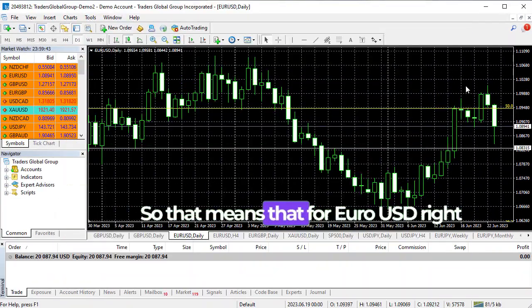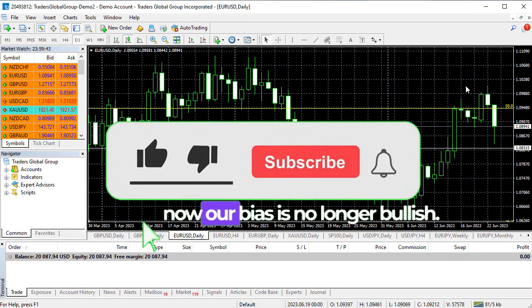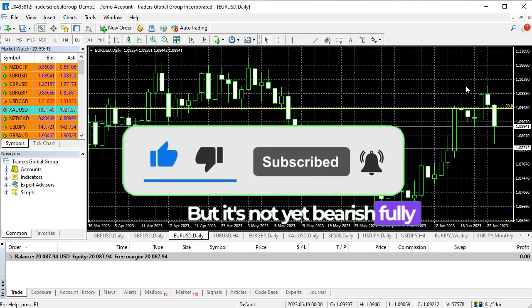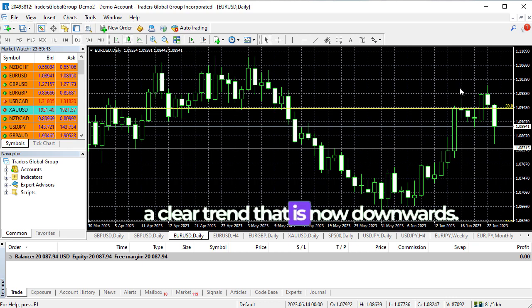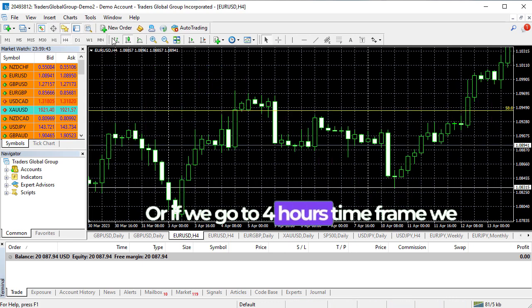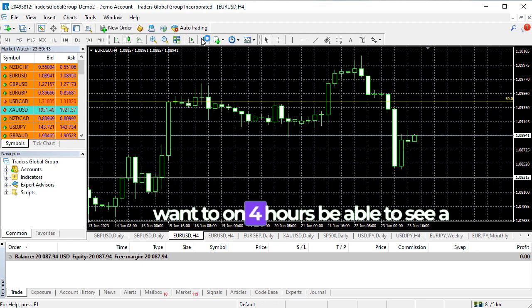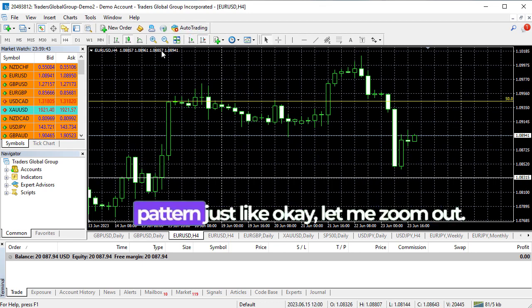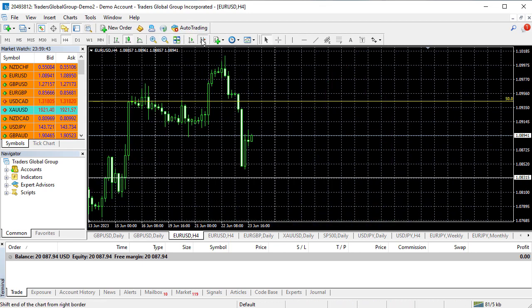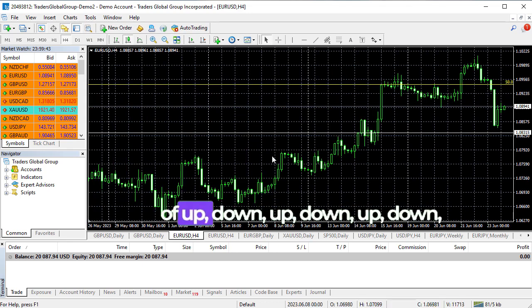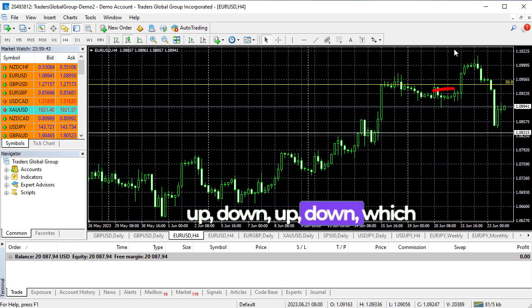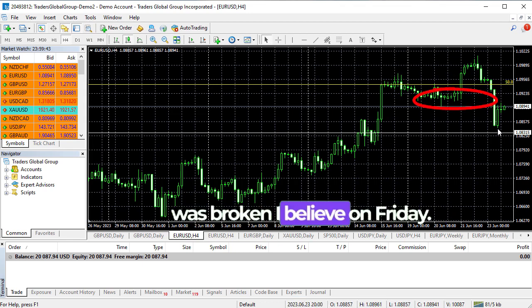That means that for Euro USD right now, our bias is no longer bullish, but it's not yet fully bearish until we can see a trend that is now down on the daily time frame. Or if we go to the 4 hour time frame, we want to be able to see a pattern. Let me zoom out. When the market was going up, there was a clear pattern on 4 hours of up, down, up, down, up, down, up, down, up, down, which was broken, I believe, on Friday.